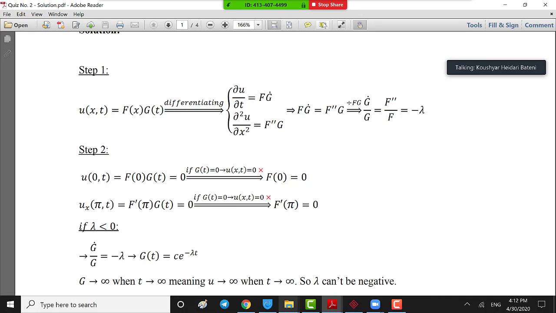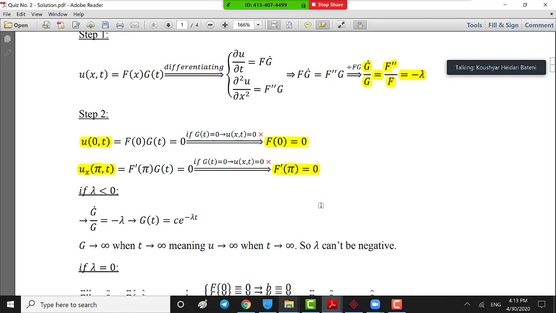Step 1 is just routine. At the end of it, by knowing that alpha is equal to 1, we reach g dot over g equal to f double prime over f equal to minus lambda. Now, in step 2, we do the routine and translate our boundary conditions to conditions in terms of f. We're going to have f at 0 equal to 0 and f prime at pi equal to 0.